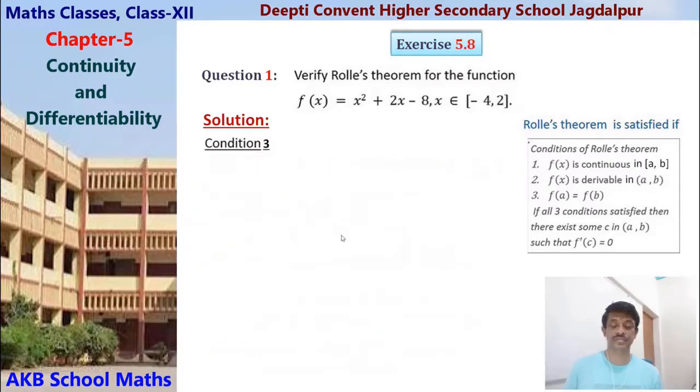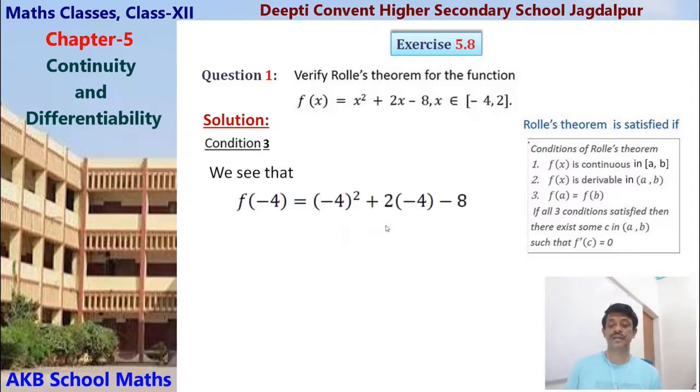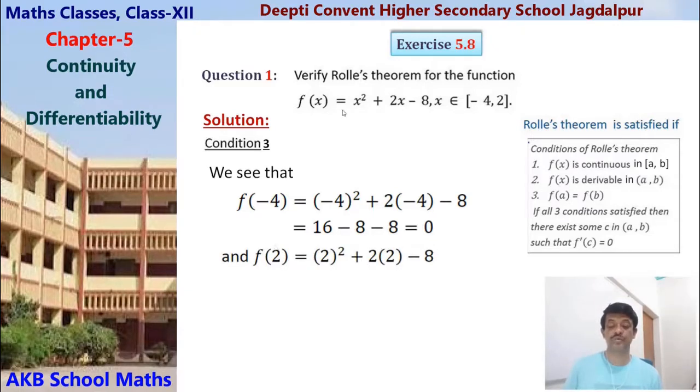Now the third condition, f(a) equals f(b). Here a means -4, b means 2. So here we see that f(-4), that is, in place of x put -4. From the function we get f(-4) = (-4)^2 + 2(-4) - 8, that is 16 - 8 - 8 = 0. And also f(2) = 2^2 + 2(2) - 8 = 4 + 4 - 8 = 0. That is, f(-4) and f(2) are both equal, that is f(a) = f(b).